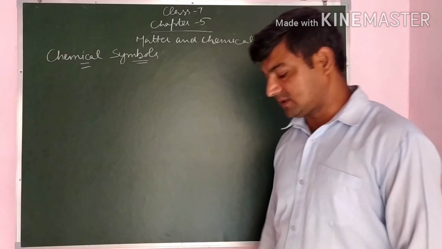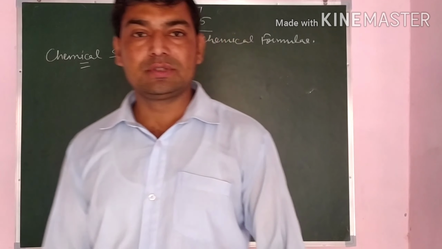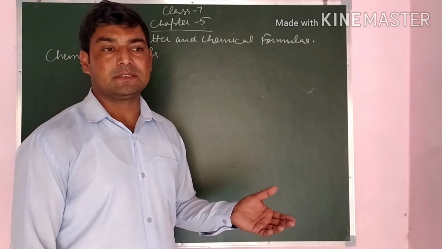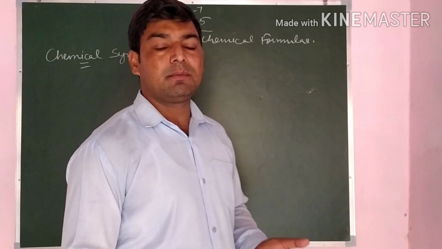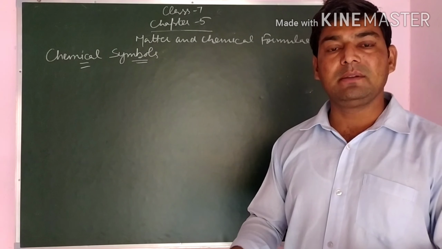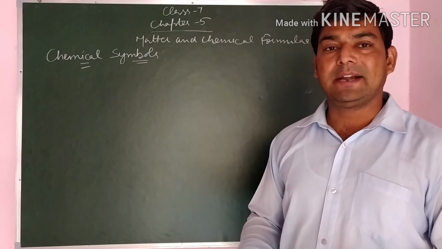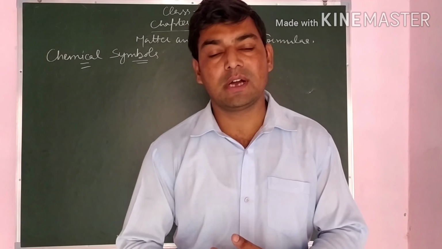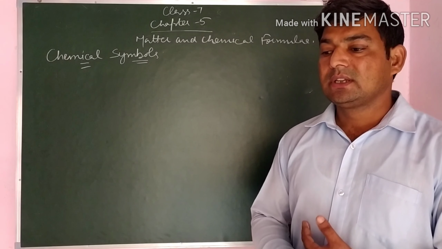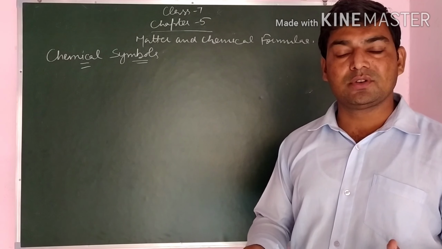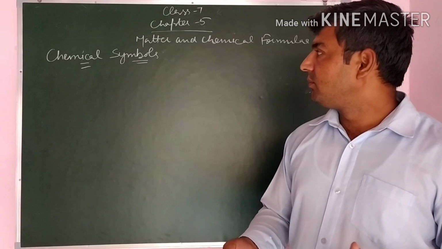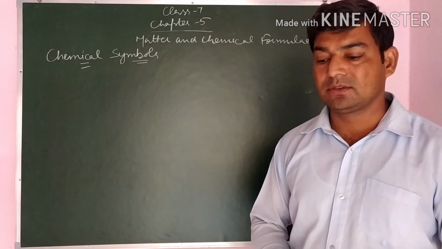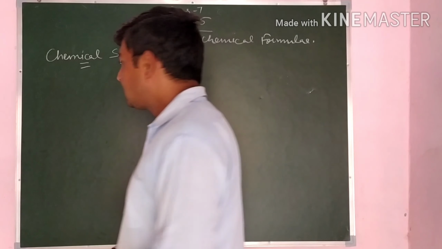Students, chemical symbols. Scientists used some symbols to represent the elements. So an abbreviation is given to the elements, like for hydrogen it is H, for oxygen it is O, similarly for other elements. There are some rules that should be followed to give the symbols of these elements. So what are these rules?